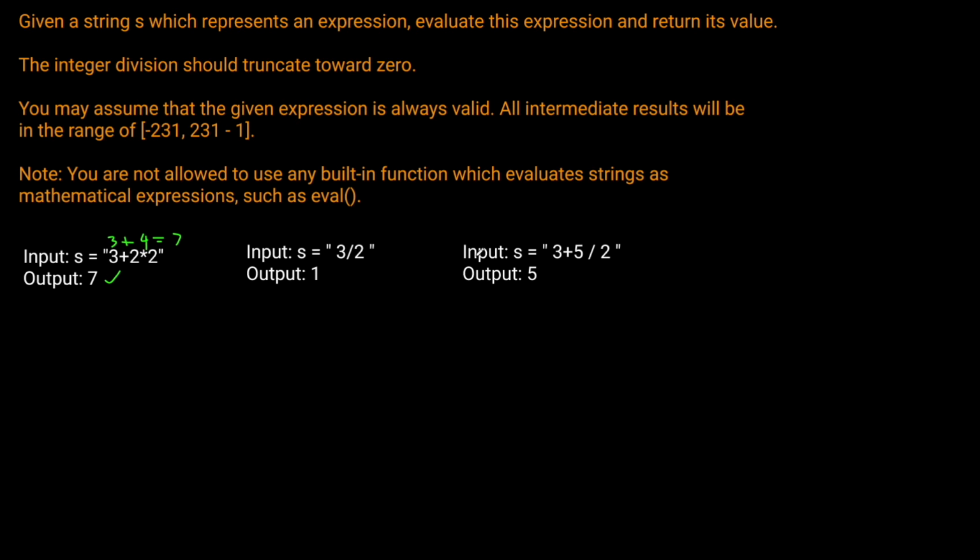And for this problem, it's going to be the same as the first one, where we want to do the division first because that's order of operations. If you don't remember, it's PEMDAS, so parentheses, exponents, multiplication, division, addition, and then subtraction. So we want to do the division first. So 5 divided by 2 is 2.5, but since we're truncating down, it's just 2, and then 2 plus 3 is going to be 5. So that's why we expect 5 as the solution there.